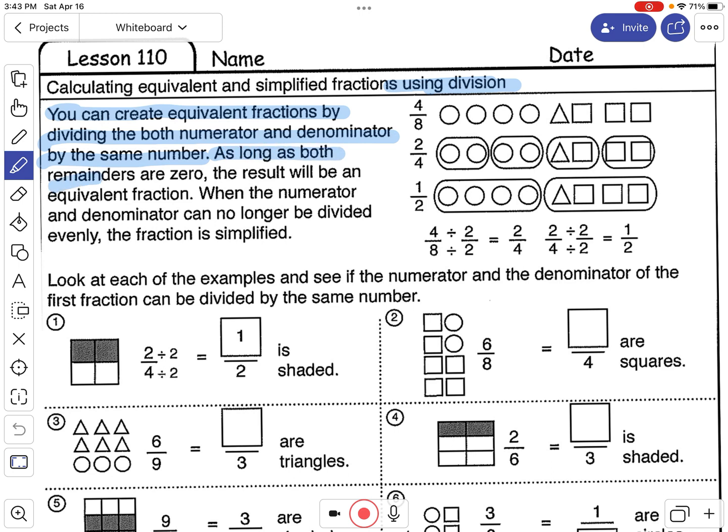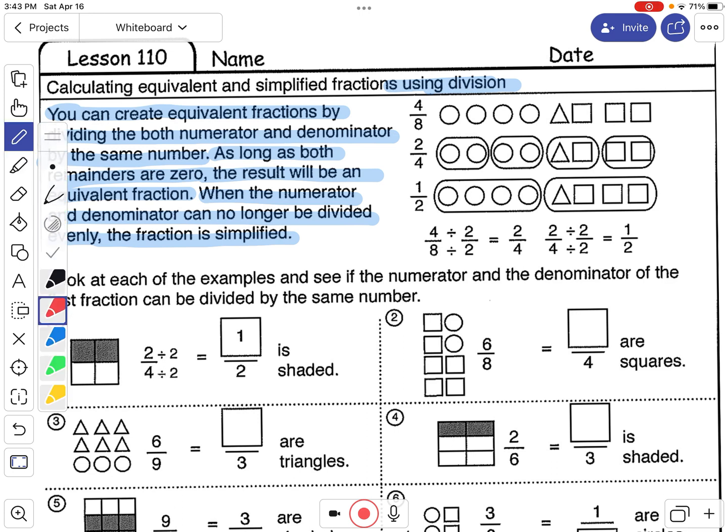As long as both remainders are 0, the result will be an equivalent fraction. You can't divide 5 by 2. That's not allowed. You've got to divide 5 by 5 or 1. Well, there's no point in dividing it by 1 because it's going to be the same number. But you can only divide it by a number that goes in evenly. When the numerator and denominator can no longer be divided evenly, the fraction is simplified. In other words, we would say it's in lowest terms, or the smallest numbers that fraction can be named by.